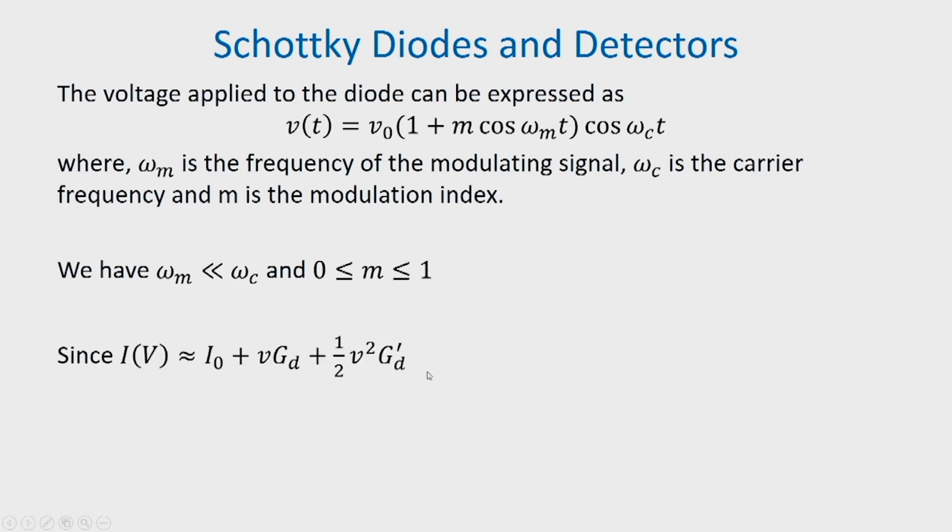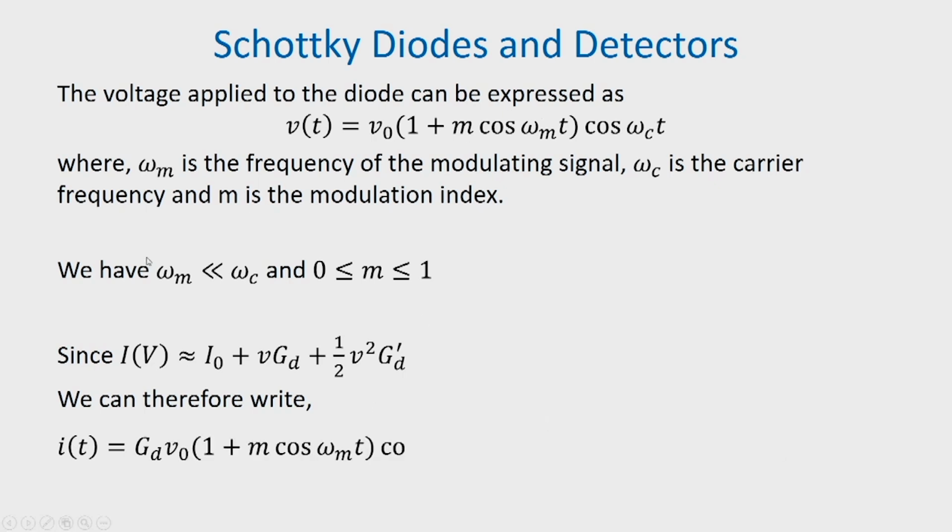Now, when this voltage is applied to the diode, since IV is given by I naught V GD plus half V square GD dash, we can therefore write IT is equal to GD V naught 1 plus m cos omega mt cos omega Ct plus half V naught square GD dash 1 plus m cos omega mt square cos square omega Ct.